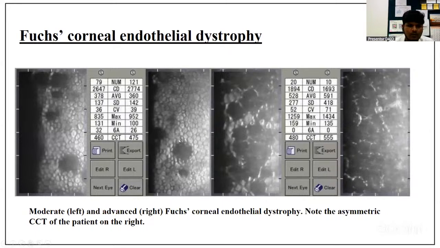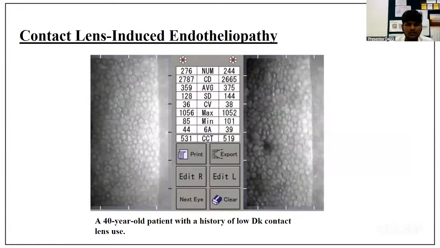This is the value of the Fuchs corneal endothelial dystrophy. So this is the moderate value and this is the advanced value of the Fuchs corneal endothelial dystrophy. So it is a contact lens induced endotheliopathy. It is the image of the 40-year-old patient with a history of low decay contact lens use.